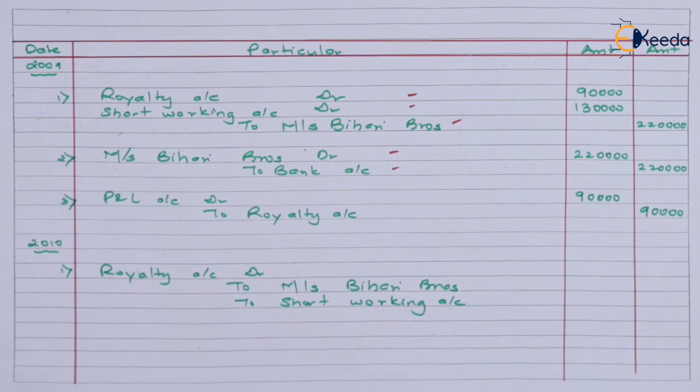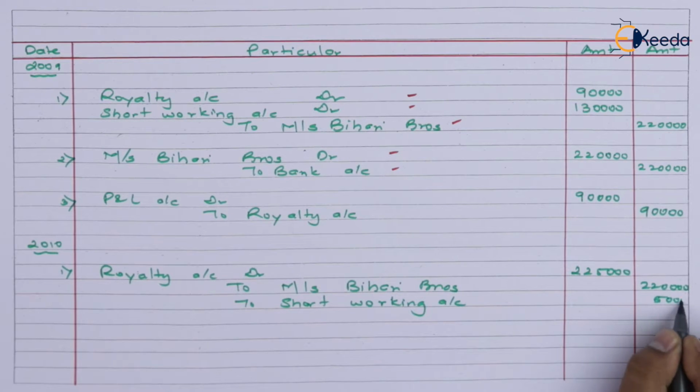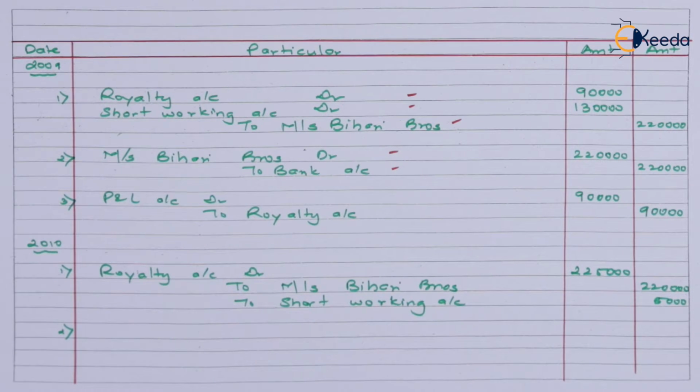Now for the year 2010, the first entry will be royalty account debit to Messrs. Bihari Brothers, to short workings account, because there is no short working that has happened here. That is only the difference between the actual royalty and the minimum rent due. Now the next entry will refer to the payment made.